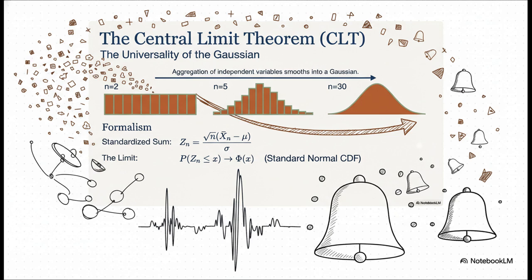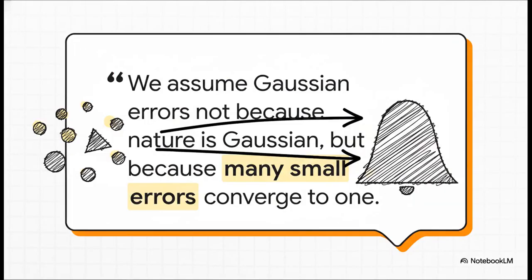And here's the kicker, it doesn't matter what their original distributions looked like. This incredible universality is why the bell curve just shows up everywhere in nature and in data. And this right here leads to such a profound insight.